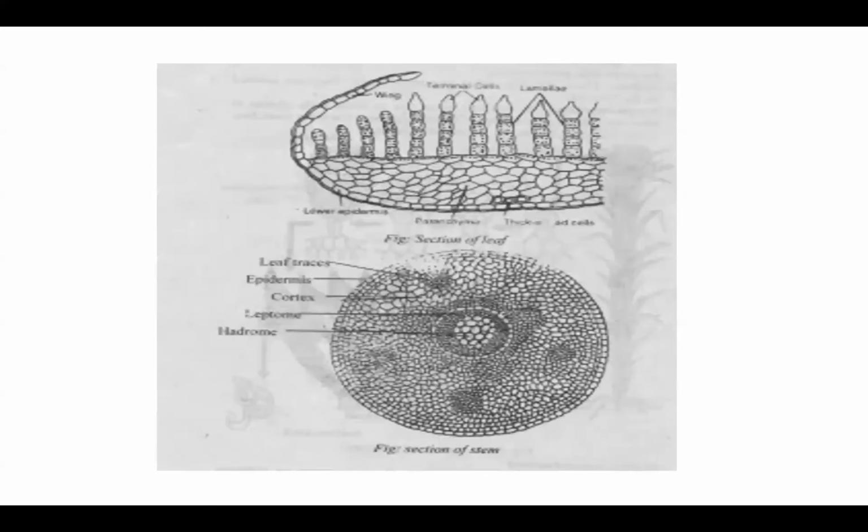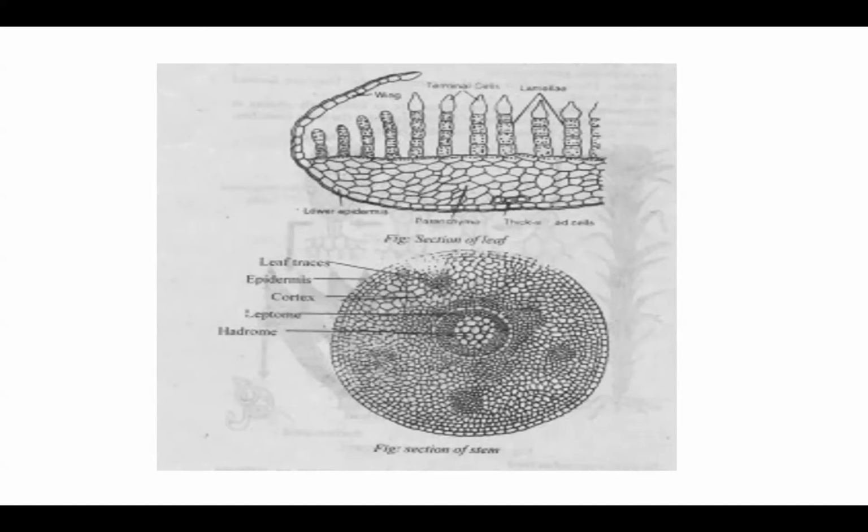Next is the internal structure of the stem. If you take the T.S. of a stem, here also three parts are seen, just like in any higher plant stem. You can see the epidermis, you'll see the cortex, and the central part, that is the vascular part, but vasculature is not well developed in bryophytes. The outermost layer is a single-layered epidermis.